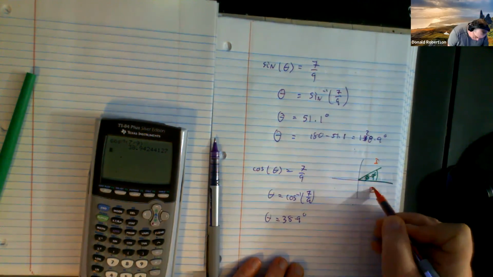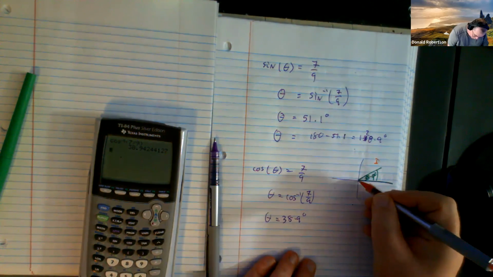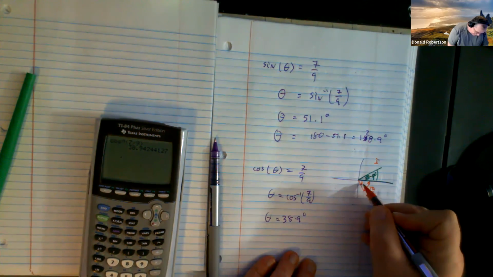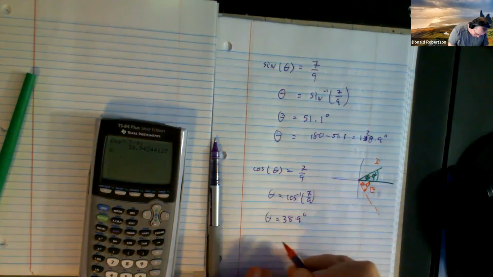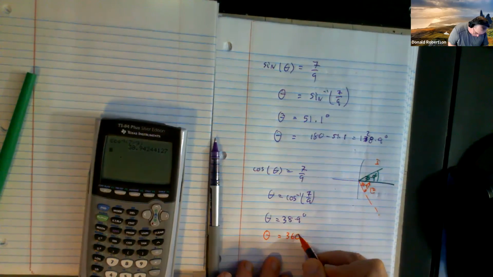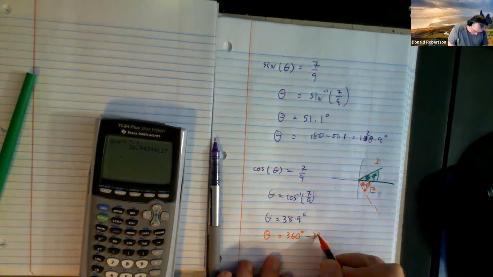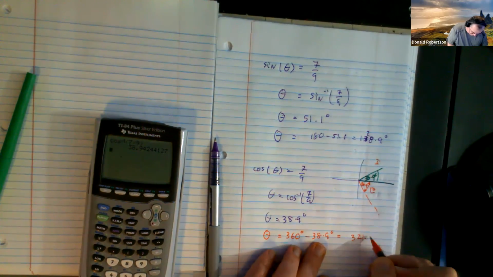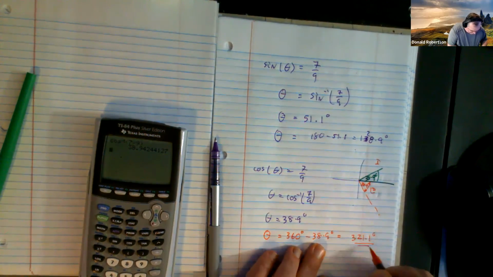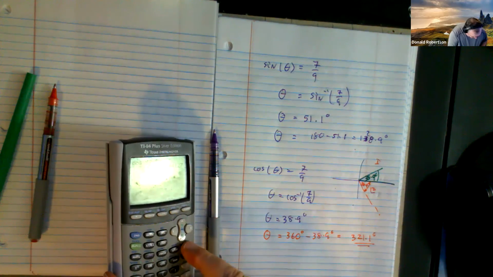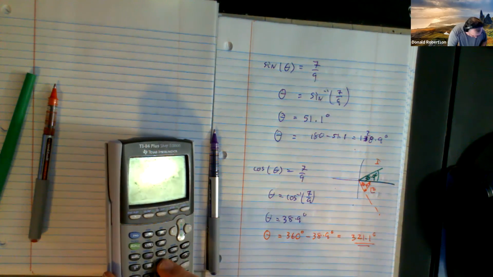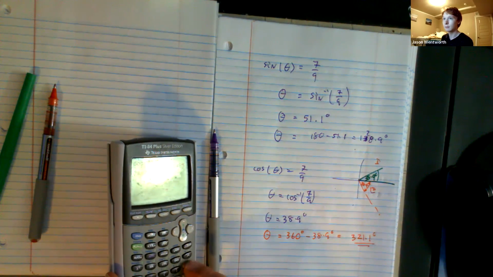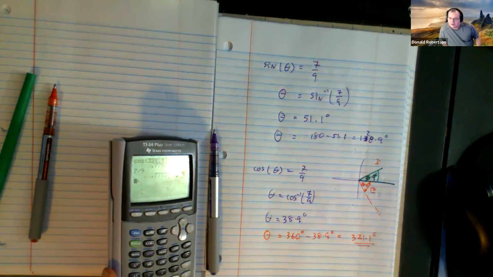And so if you imagine another angle where that guy is also 38.9, for a cosine, if you want to get the second answer, it's 360 take away that number, so it's a lot different. It's 321.1 degrees. And I should be able to check that. The cosine of 321.1 is that guy, and 7/9 is that guy, right? So it did work.